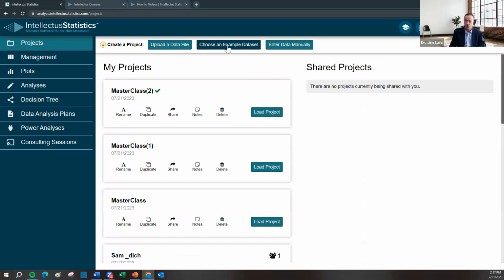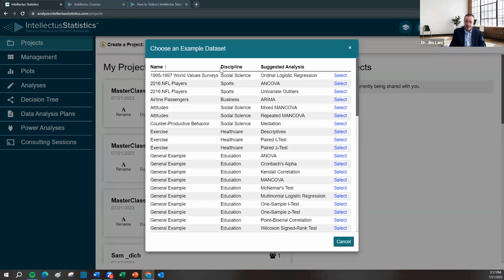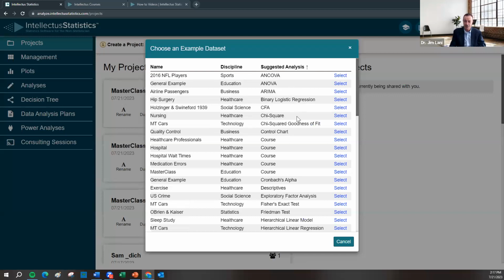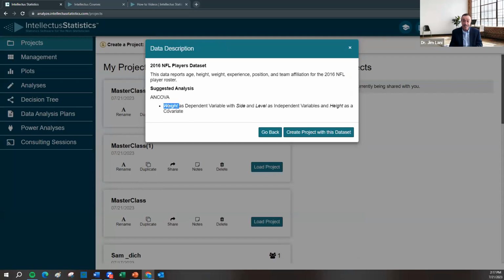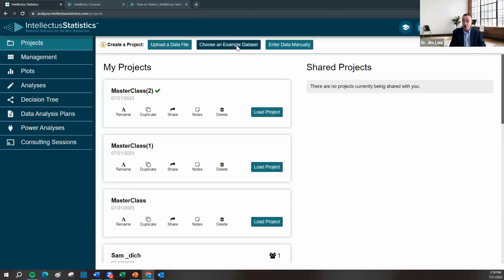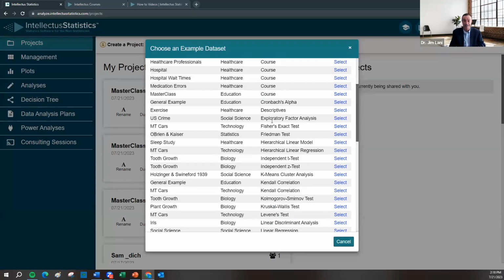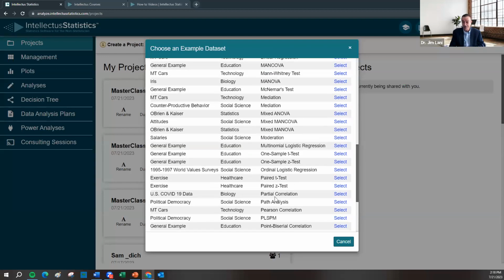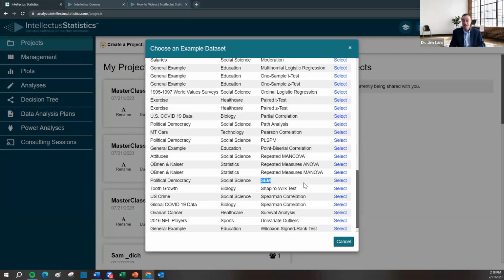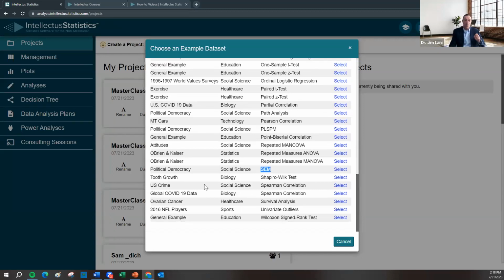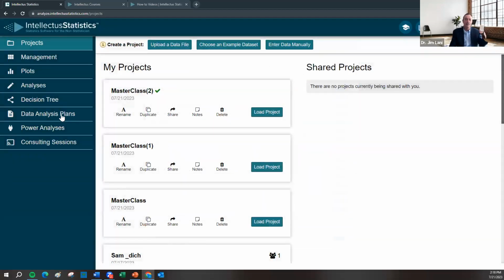Nice point. Under choose an example data set, I sorted by name or discipline, but you can sort by analysis. So here I can say, I'm running an ANOVA. You can select that data set, see the DV, the IVs, and the covariate, and then create that data set. That goes for other very sophisticated analyses like exploratory factor analysis, HLM, structural equation modeling, SEM, or survival. For all of the different tests, we basically have everything that folks need.